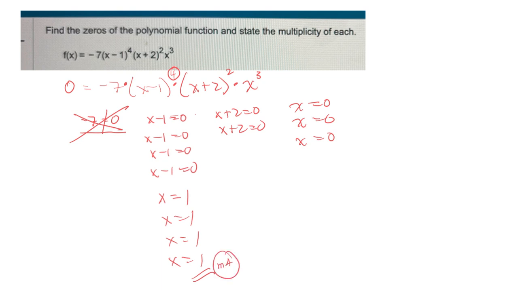This one I'd have x equals minus 2, and there's 2 of them, so I'd have negative 2 with a multiplicity of 2. And then this one I'd have x equals 0, with a multiplicity of 3.